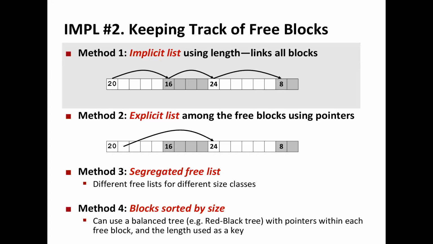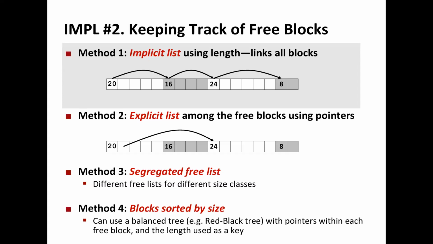Now the second approach is an explicit list. Here we keep track of free blocks, so now we're going to have a list of free blocks only, because there is no point in looking at allocated blocks when I'm scanning for free space. I mean, what's the point of iterating, right? There is no point. I only have to check free blocks.